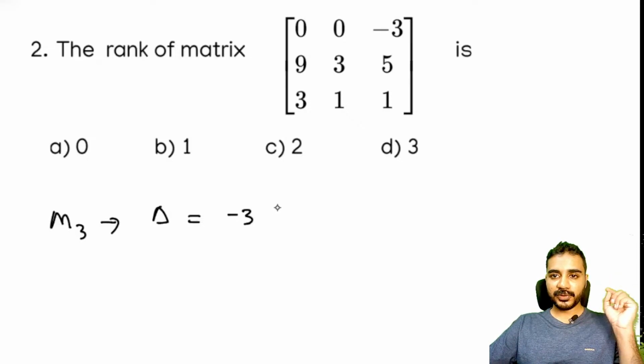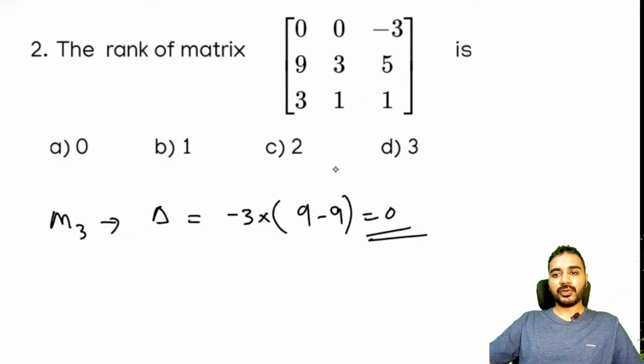So this is from first row and third column. So minus 1 raised to 4 will be 1. So 1 into minus 3 into 10. We need to calculate the determinant of this part. This is 9. This is 9. So 9 minus 9, which is equal to 0. Okay. So the minor of order 3 is giving determinant value 0.